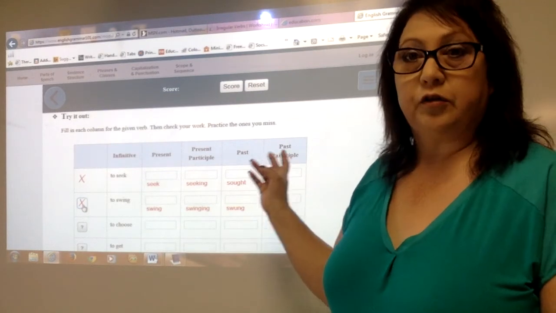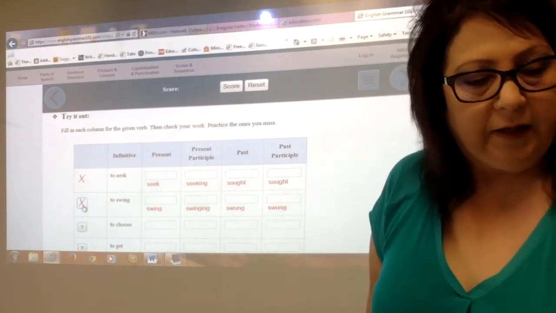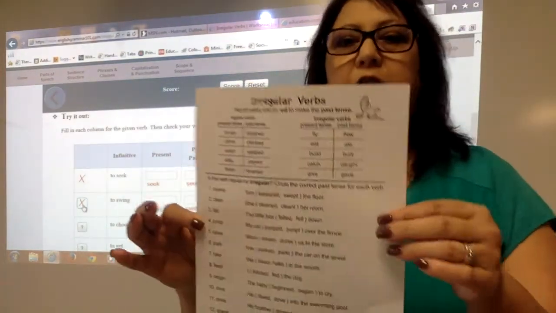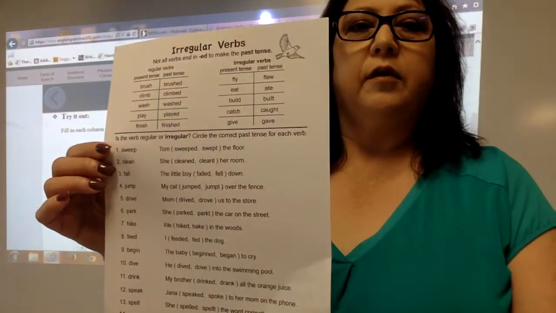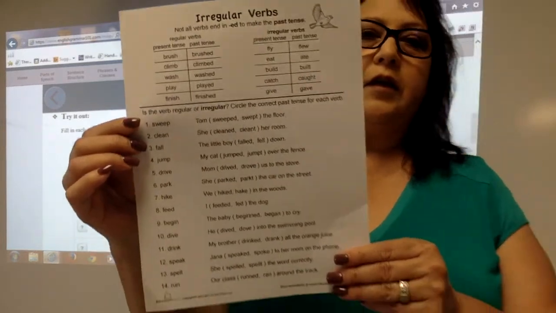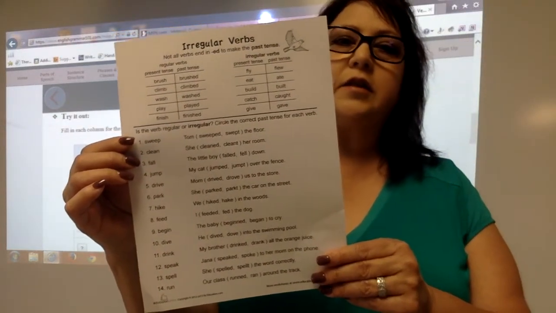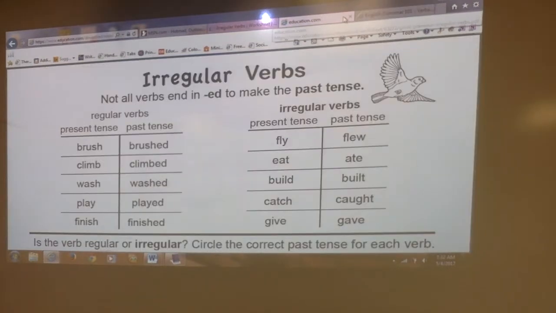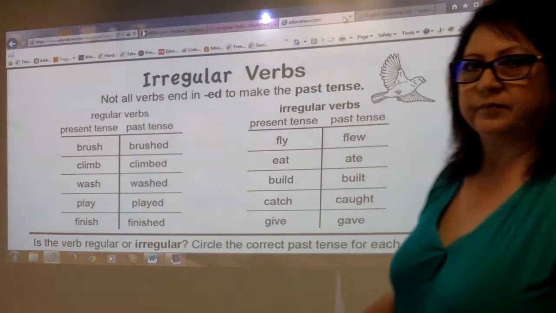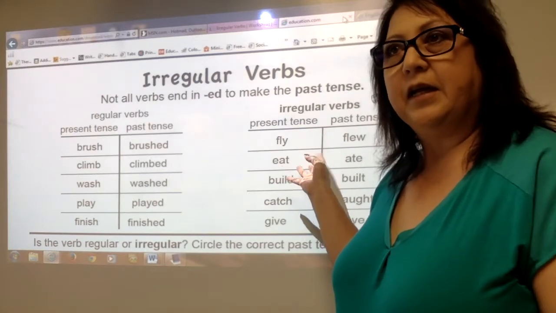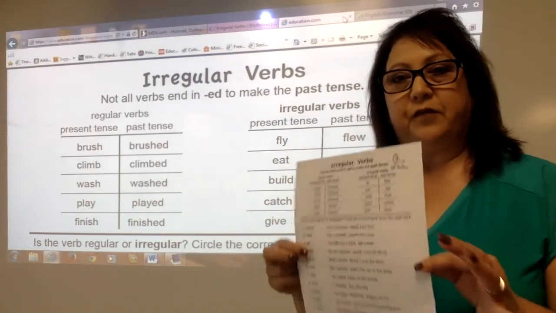So let's move on to the worksheet that we're going to work on. And everyone should have this worksheet, irregular verbs. There we go. And that should be right in front of you. And I'm going to go over this in just a second. You'll see this right behind me. It's on my screen. And you also have it in front of you.